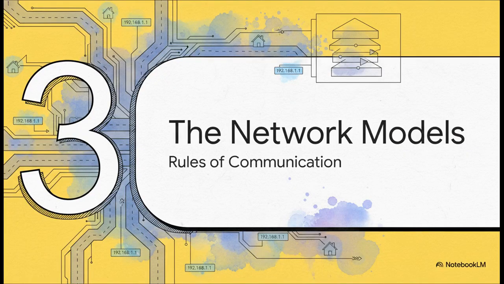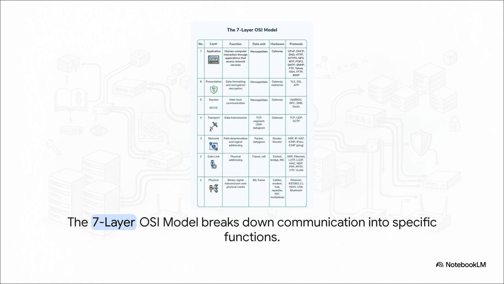Let's jump into part 3, the network models. Okay, so how does a message actually get from person A to person B? Conceptually, we use the 7-layer OSI reference model. Think of this like a giant assembly line in a factory. Starting at the top, layer 7 is the application layer. That's your web browser where you type the message.